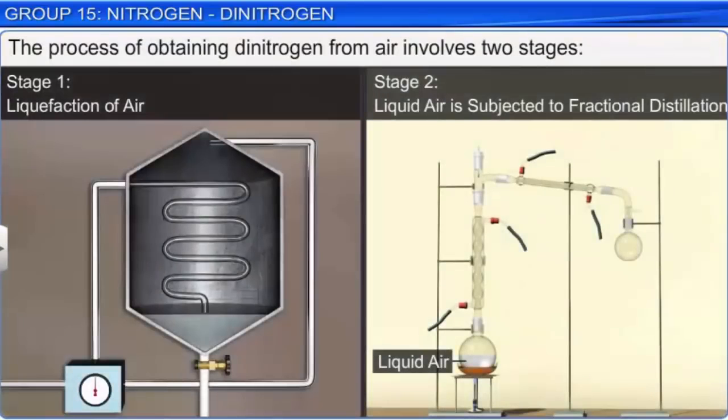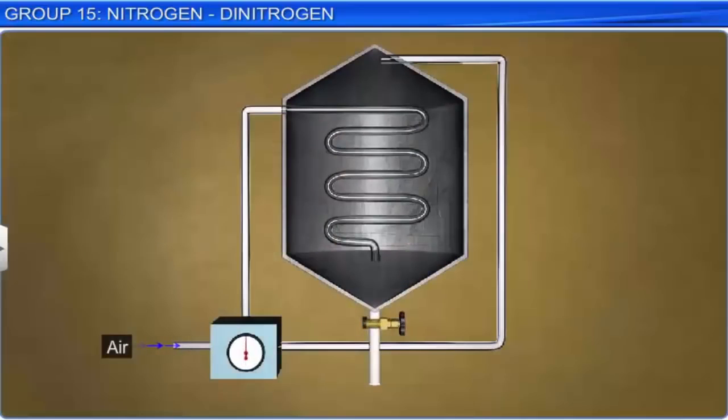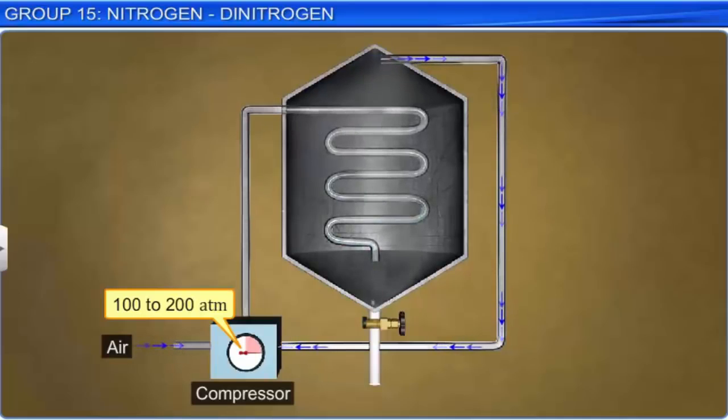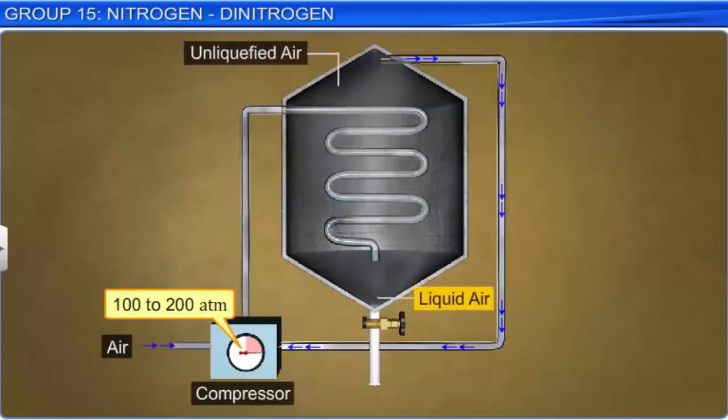The process of obtaining dinitrogen from air involves 2 stages. In the first stage, air is subjected to liquefaction. During liquefaction, a high pressure of 100 to 200 atmospheres is applied over dry air, followed by expansion through a fine jet. This process is repeated several times to obtain liquid air.